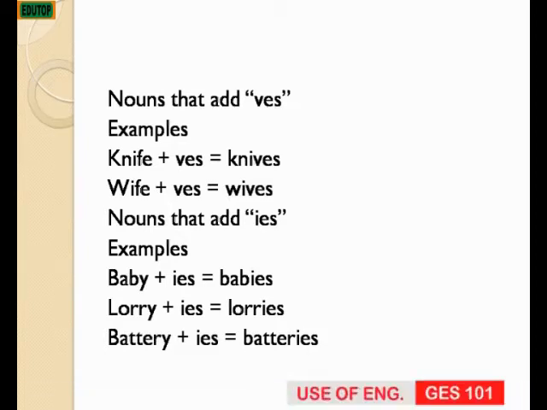And lastly, we have nouns that add es. Those are nouns that end with y. Examples include baby. Baby will change at the end of its spelling. You have babies. The y will change to i, and then you are going to add es. Same with lorries and batteries.